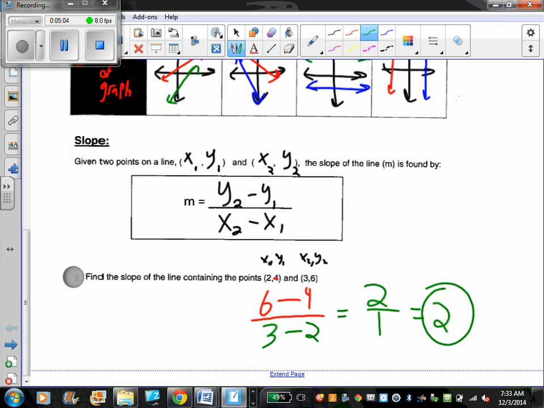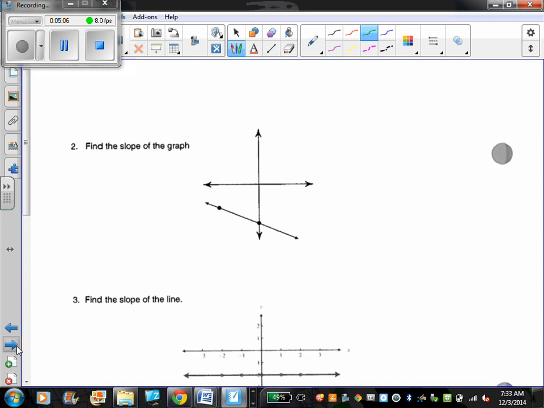Let's flip the page over to see more examples. Find the slope of the graph. I will tell you, this is hard to do without measurements. You can really faintly see lines on your paper. They're kind of hard to see though.